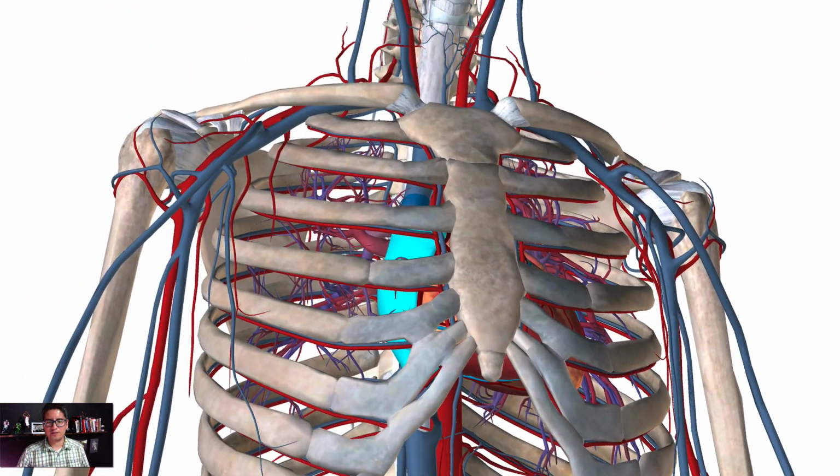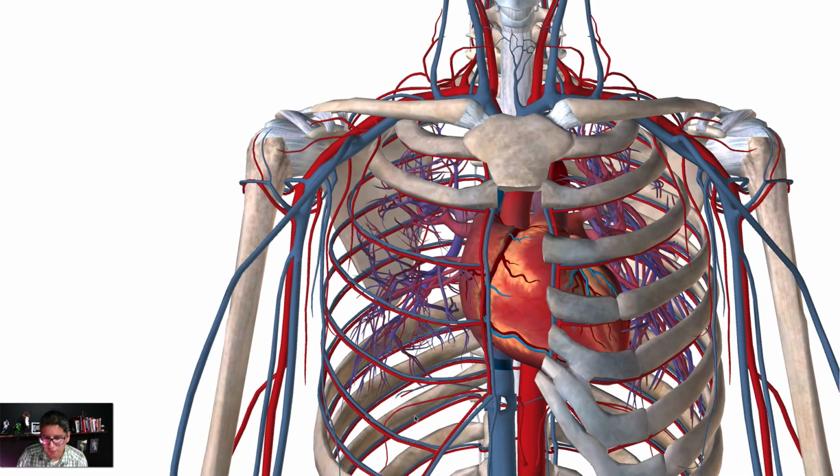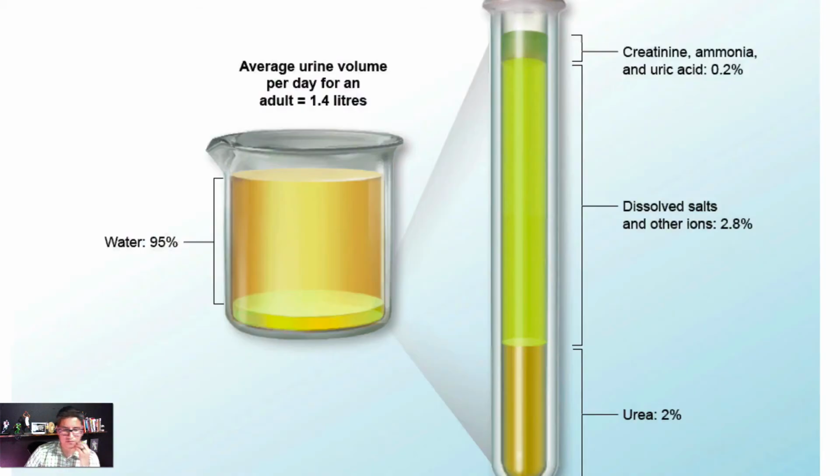Okay, so if I had the rib cage removed here, in fact, let me see if I can do that real quick. Okay, so I removed the rib cage. So the inferior vena cava leads right back to the heart, where it all gets started all over again. Okay, so just to finish up the video, we're going to take a look at the urine that's actually produced and put into the urinary bladder.